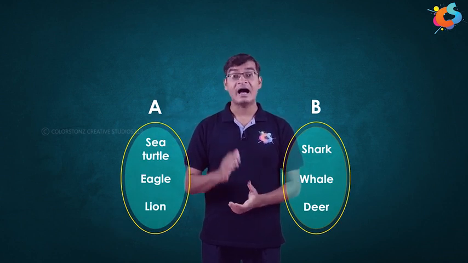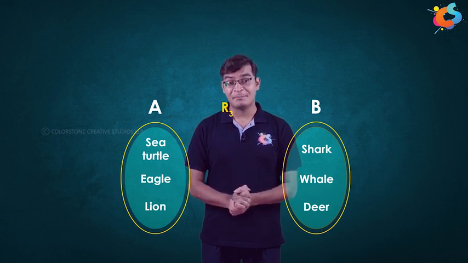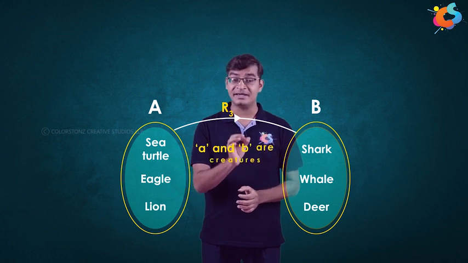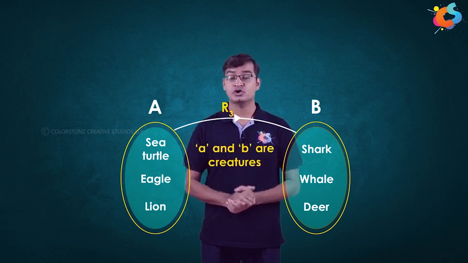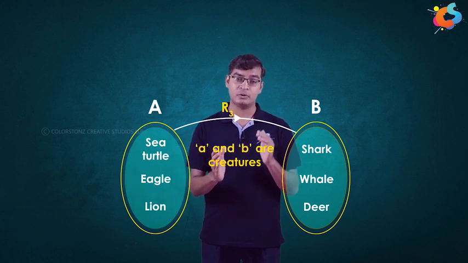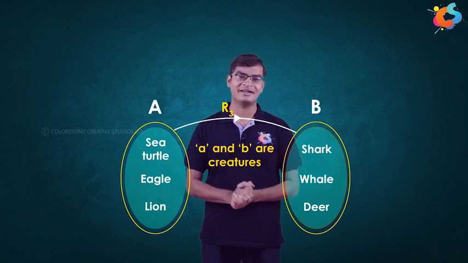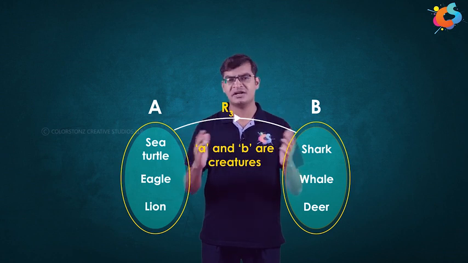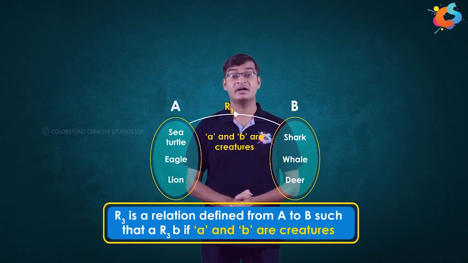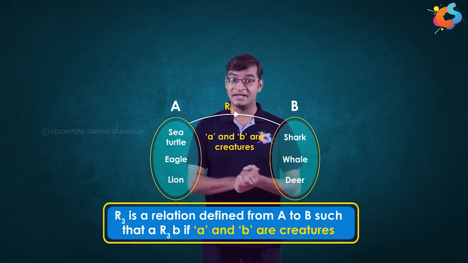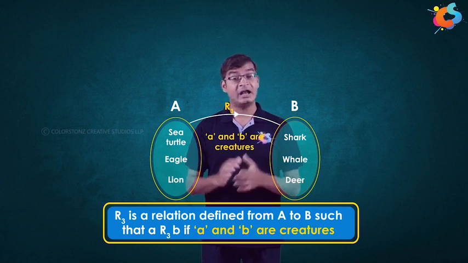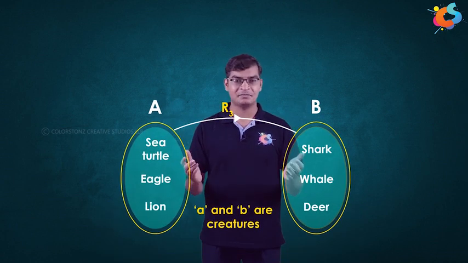In this example, R3 is a relation which is mapping from A to B, and the condition is A and B are creatures. So therefore, element A is mapped to element B if both are creatures. That's all. So mathematically, how do you write this relation? Very simple. R3 is a relation defined from A to B such that A R3 B if A and B are creatures. Now let us take back the set diagram.